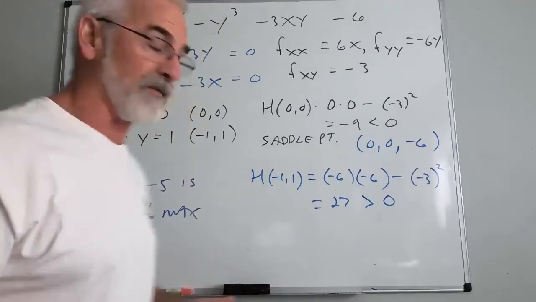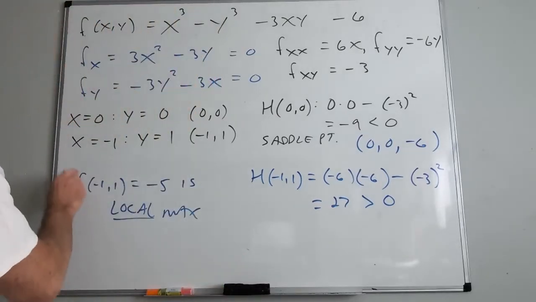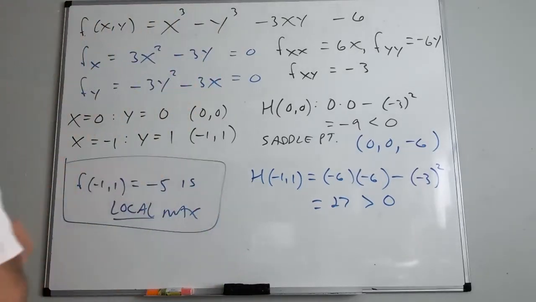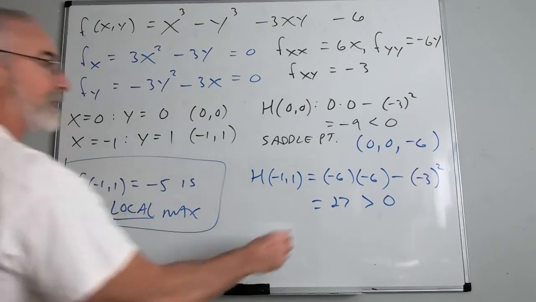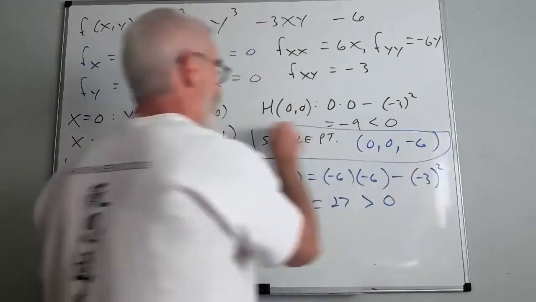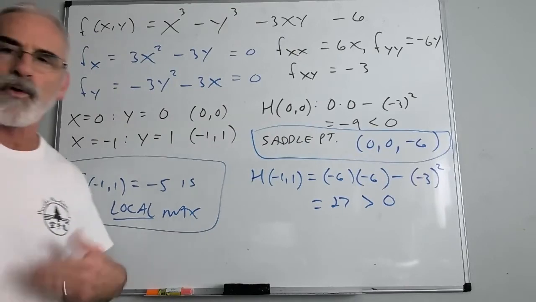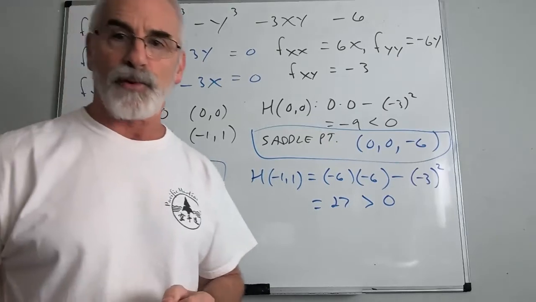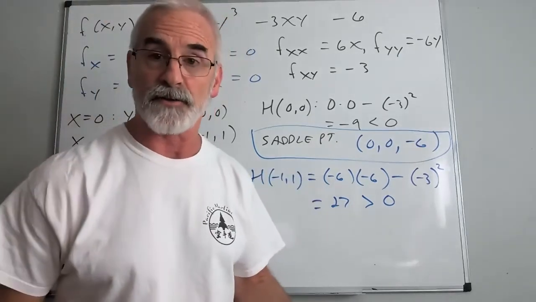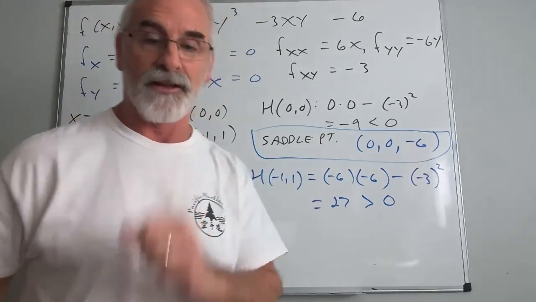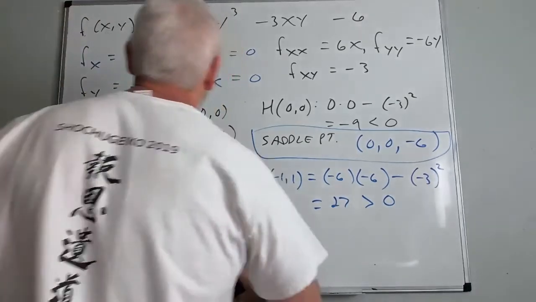So the two pieces of information that we glean from here is that -5 is a local max and 0, 0, -6 is a saddle point. So you see there's a lot of Calc 1 analogy in this problem, but there's additional stuff we have to do because of the multiple variables. Okay, that's the first problem. Let's do another one.